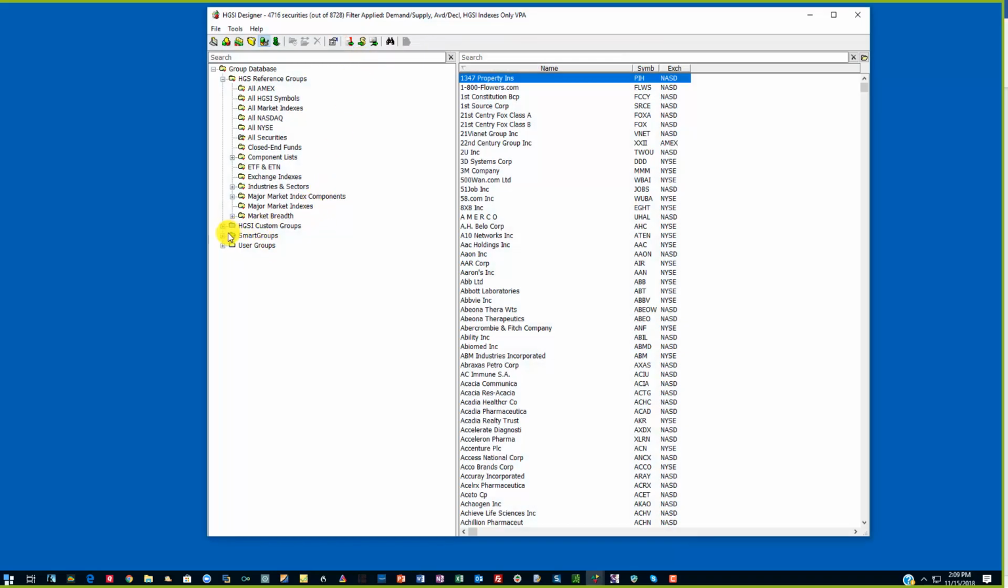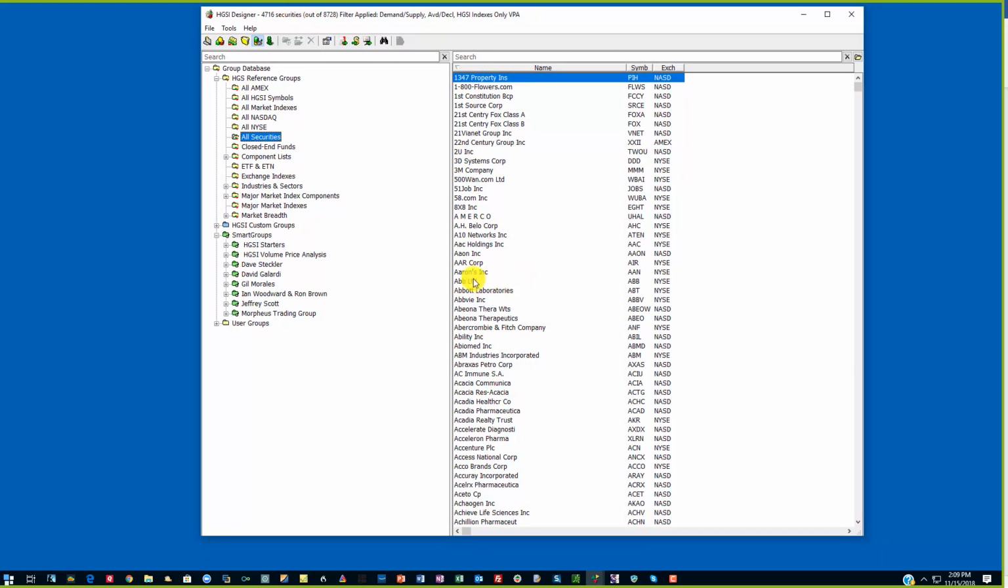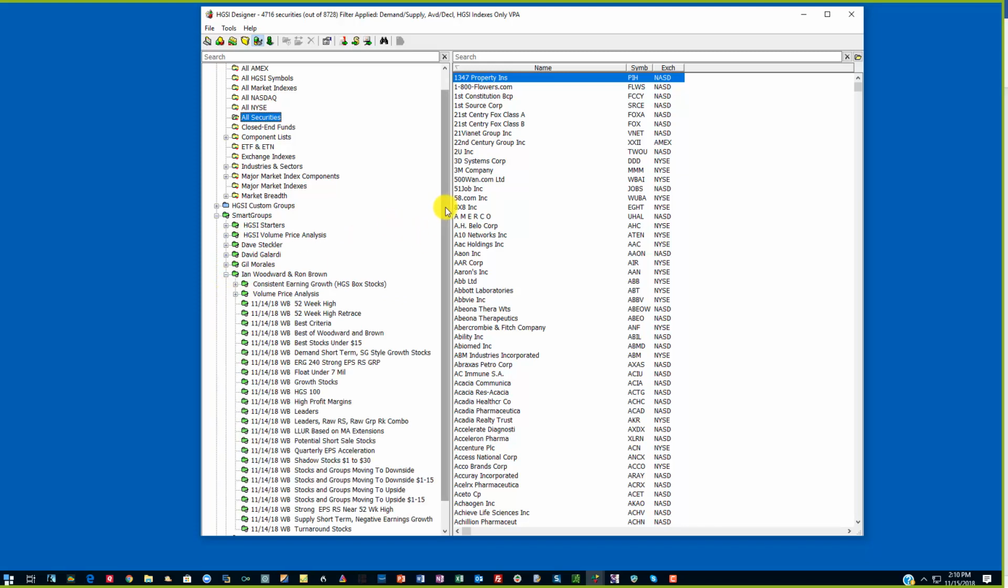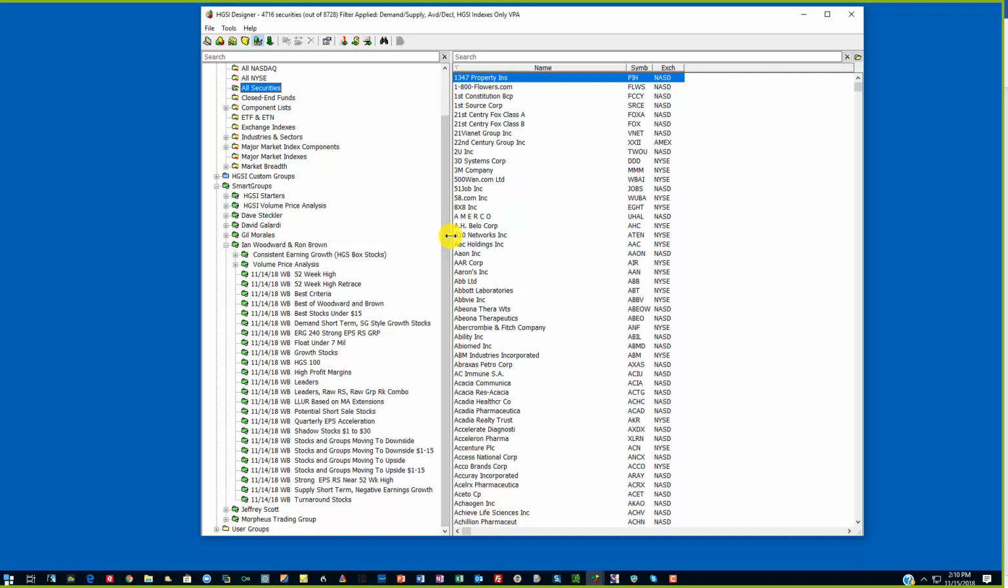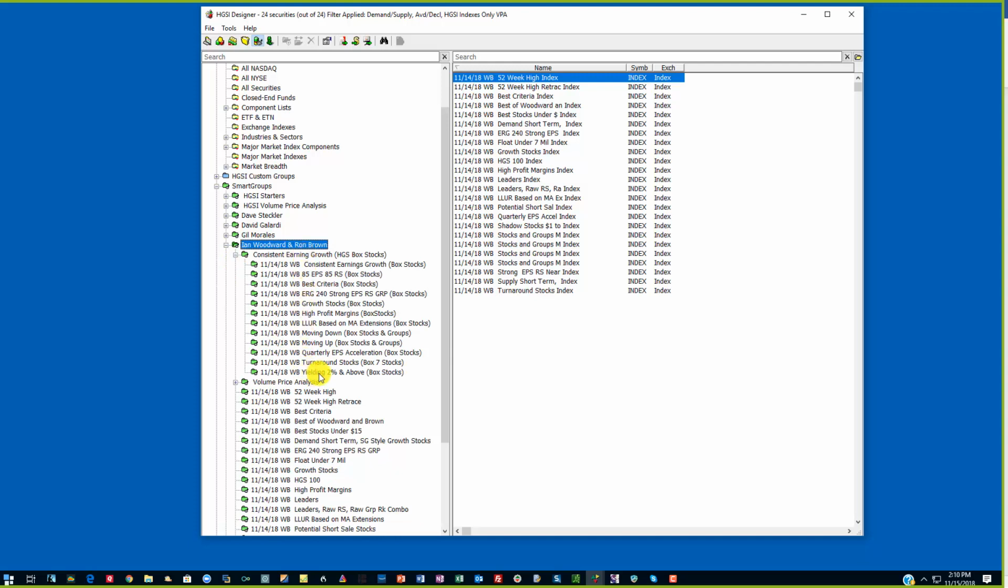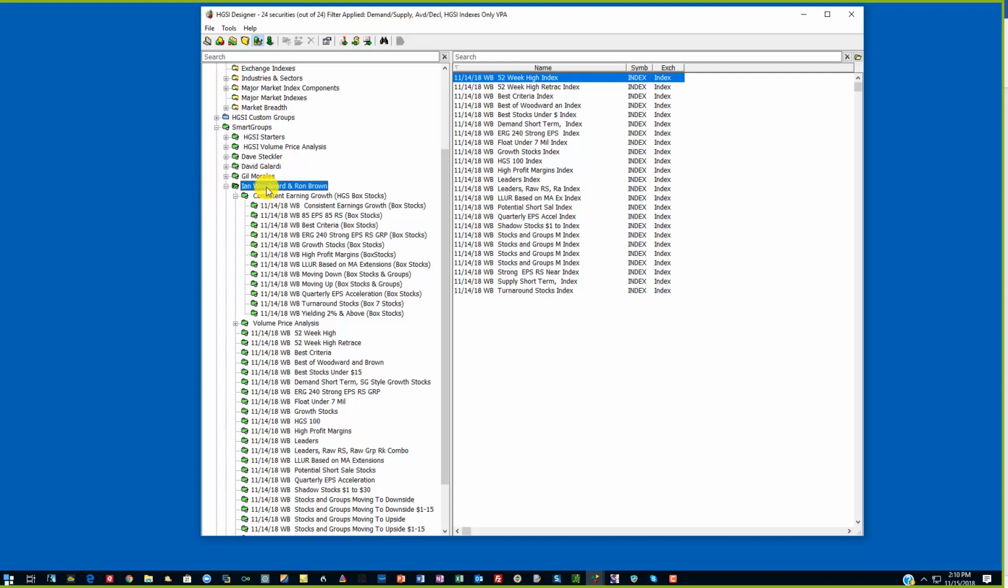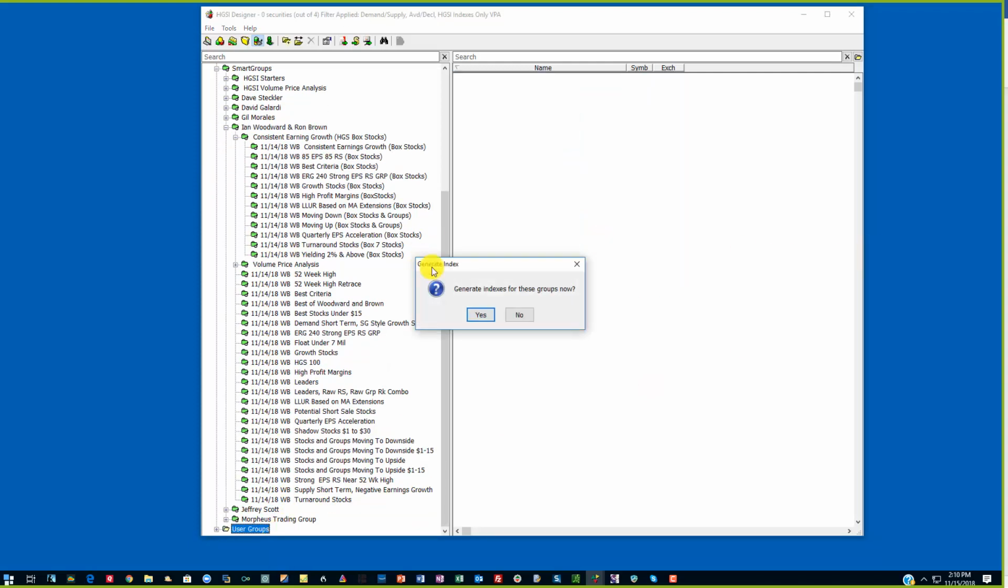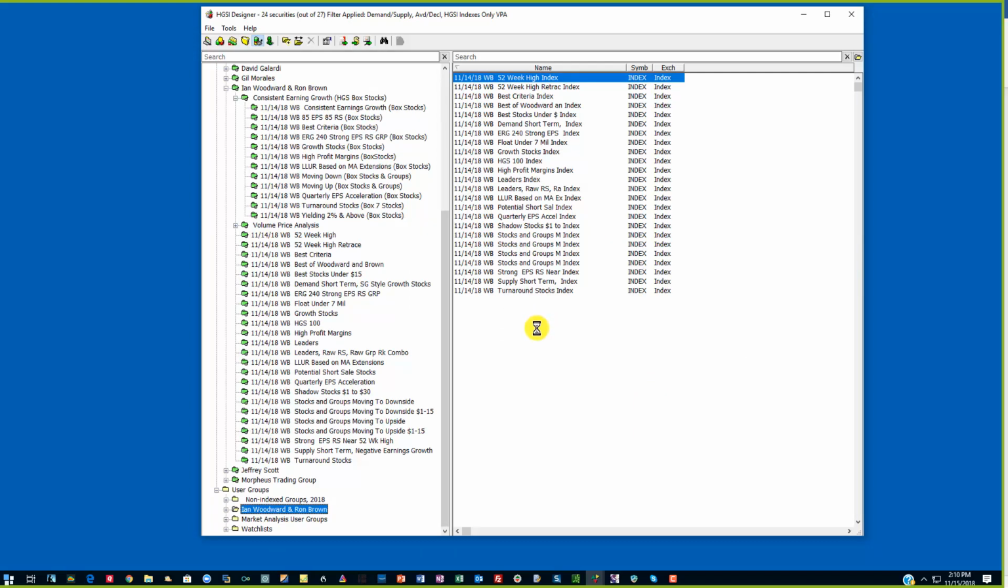Now, in the designer, under the smart groups, people are always asking me about, should I be scanning on box stocks? This is something Ian and others came up with long before I even knew Ian. And these are stocks that are showing consistent earnings growth. And it's in the help file what these growth figures are. I don't know if many of you know this, but if you go in the designer, under Ian Woodward and Ron Brown, under consistent earnings growth, you're going to find a breakdown of every box stock that's in here in different categories. So what I like to do, if you want it more accessible, is drag it down to the user groups, and then you can go ahead and index these.